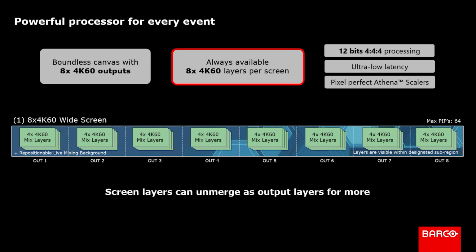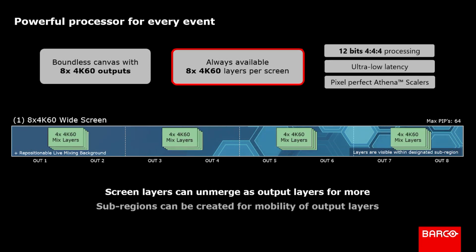Maximum pips on screen are 64 if you did all single layers, right? This example has all mixed layers, so there's 32 of them on there, because half of 64 is 32. You need two single layers to make a mixed layer. So that's how that maths out. So they can be unmerged with our output layers across that destination.